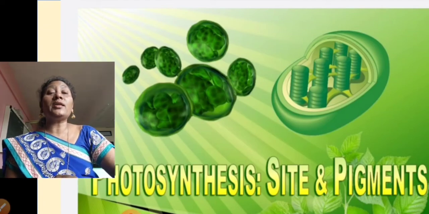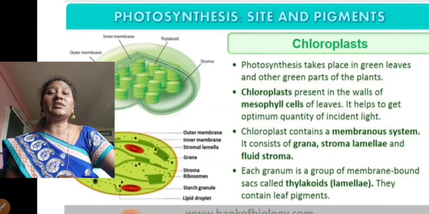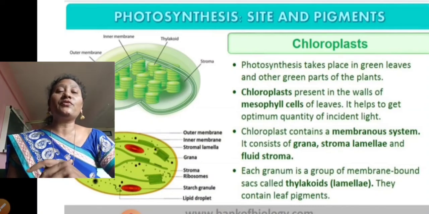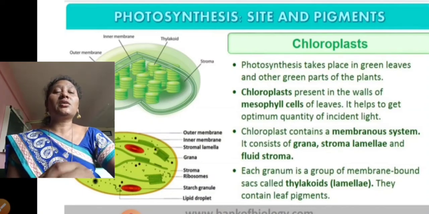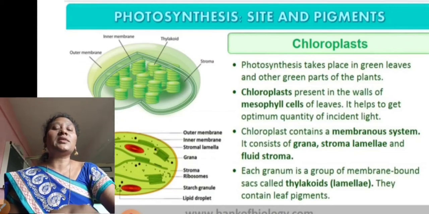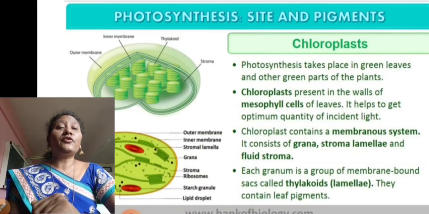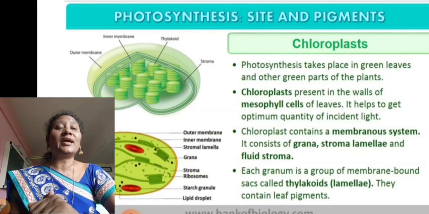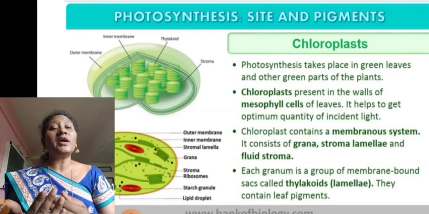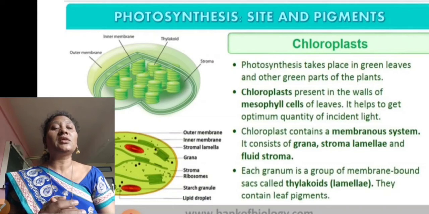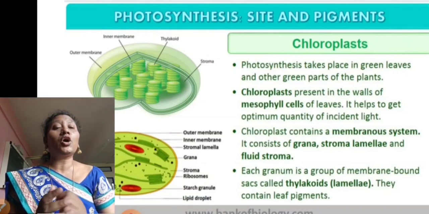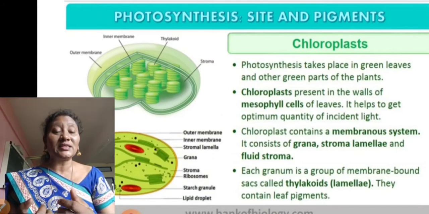So where does the process of photosynthesis take place in plants? The plants consist of special cells called chloroplast cells. These chloroplast cells play a key role in maintaining the process of photosynthesis. Photosynthesis takes place in green leaves and other green parts of the plant. Chloroplasts are present in the walls of the mesophyll cells of the leaves. It helps to get the optimum quantity of incident light. Whatever amount of light is needed, the chloroplast is able to absorb it.